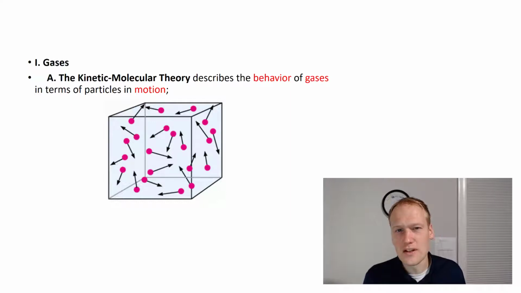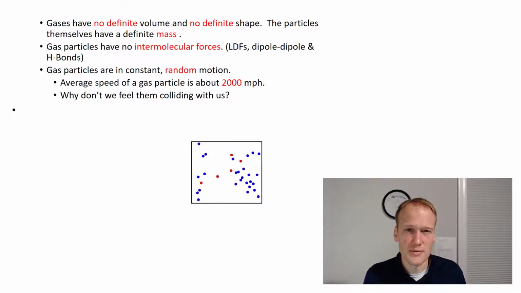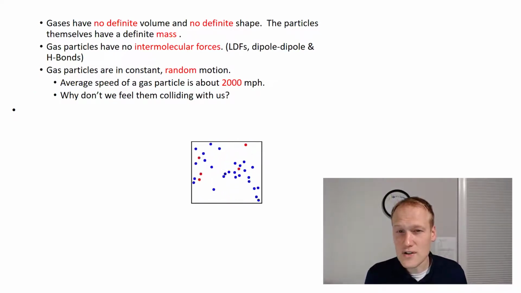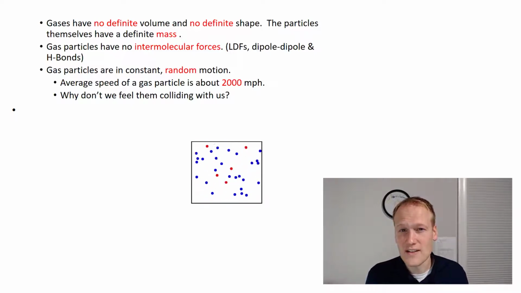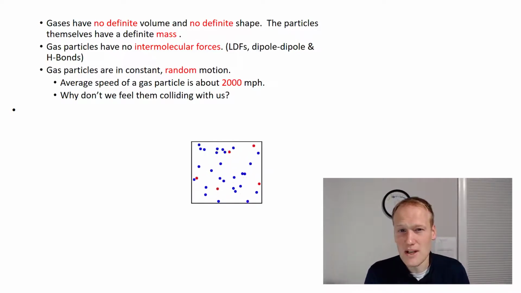To start this, we need to take a look at something called the kinetic molecular theory. This is a theory that describes how gas particles move and behave when they're in an enclosed space. First, gases don't have a definite volume or shape. They take on the shape of their container, and you can change the volume by adding pressure and temperature. No intermolecular forces affect gas particles. Gas particles are colliding and bouncing off one another, and they don't have forces strong enough to keep them together.